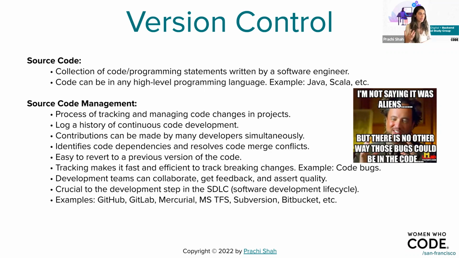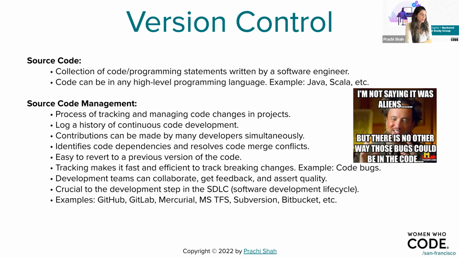Development teams can collaborate, get feedback, and assert quality. The way these modern source code management systems work, it enables developers to collaborate, understand code, provide each other quality feedback, and help with testing as well. Source code management has become over the years super crucial in the development part of the software development life cycle, because all these modern tools and applications have really enabled efficient source code management or control, and really improve developer collaboration among different teams as well.